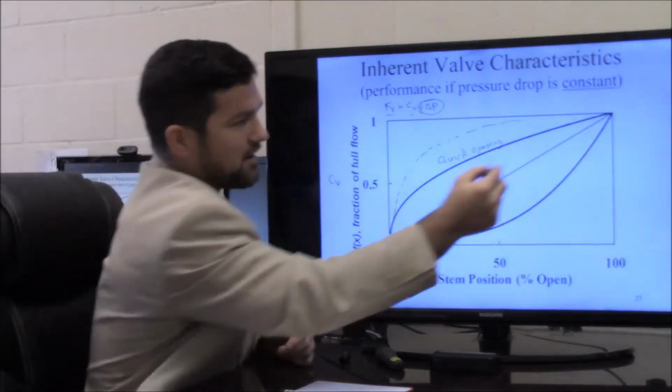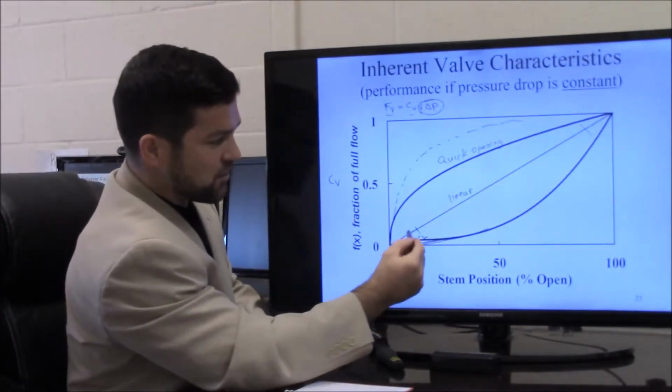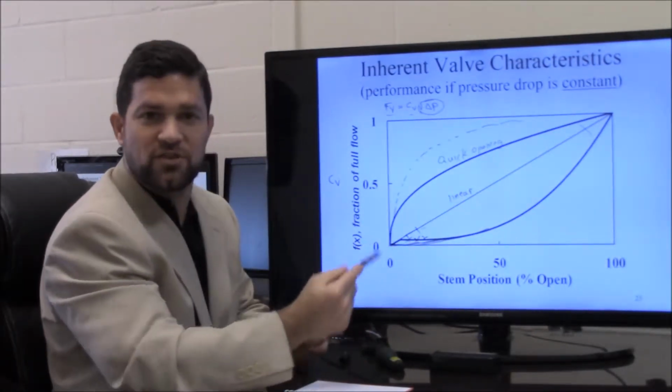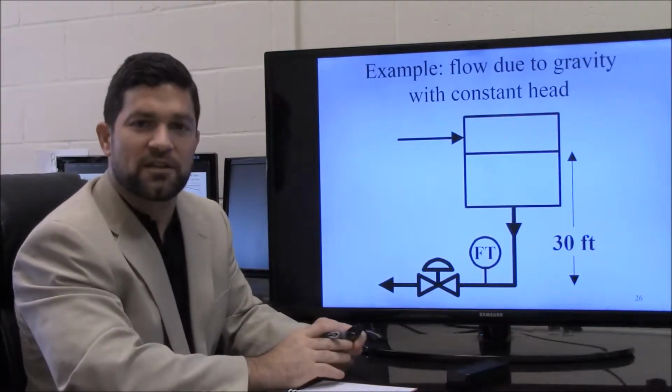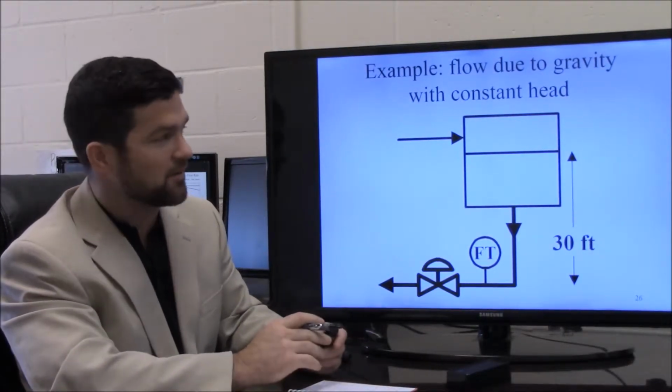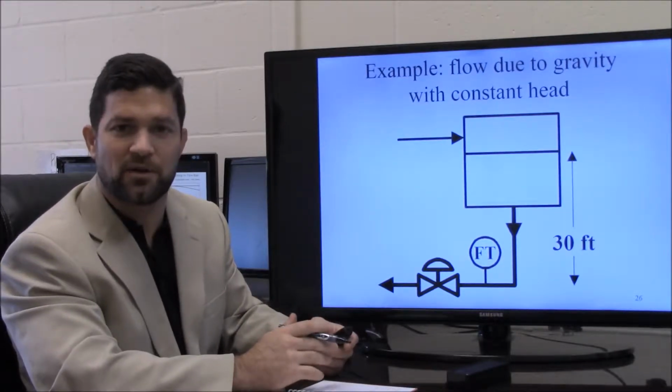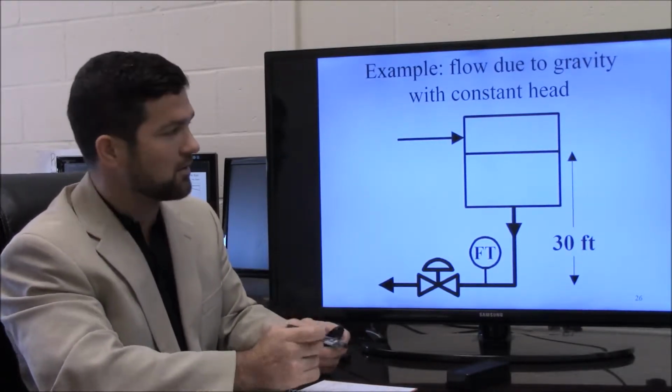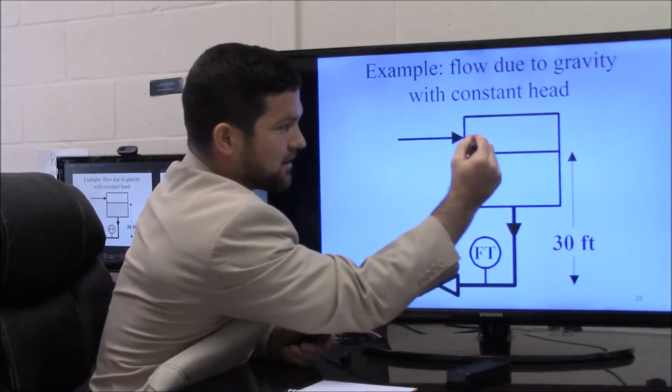Because for your linear valve, what you can see is you always have a constant change in flow as you change your valve position. So let's consider a case where we have a constant delta P. And a constant delta P might come from a system where you have gravity-driven flow. So here's an example of a storage tank.